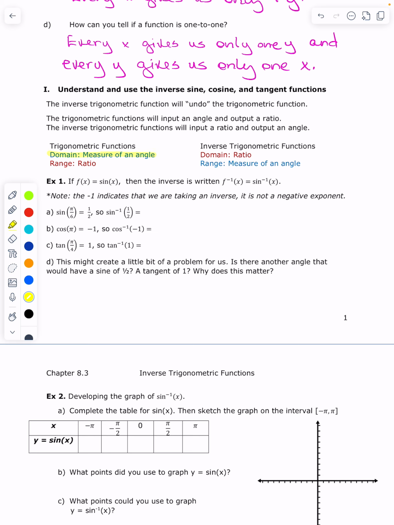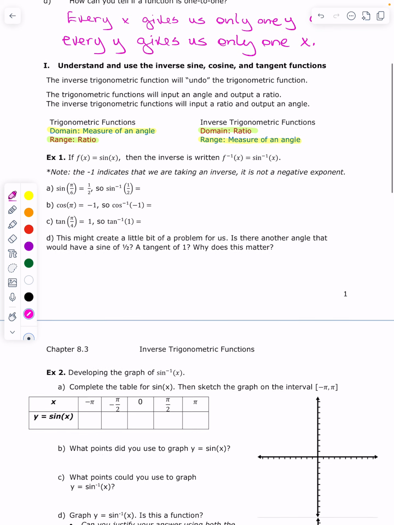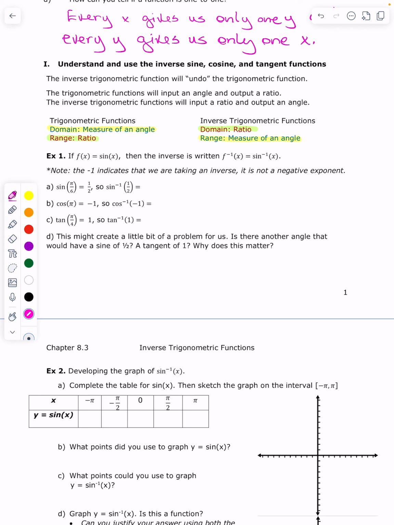In our inverse trig functions, our range is now the measure of the angle, and our domain is the ratio, right? We're taking in the y and spitting out the x. Okay. We write those inverse functions as f to the negative 1, sine to the negative 1. Be careful you don't read that as a reciprocal function, as a 1 over. It's not a negative exponent. That's how we write the inverse function.